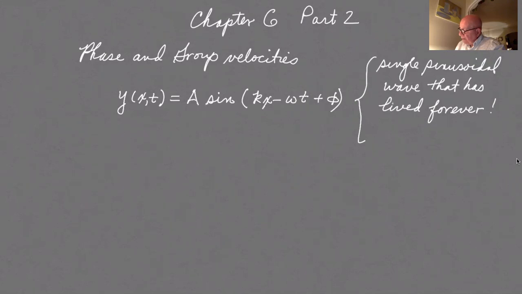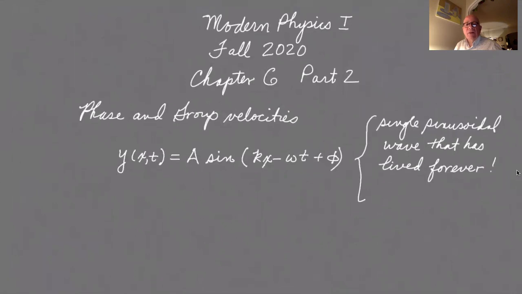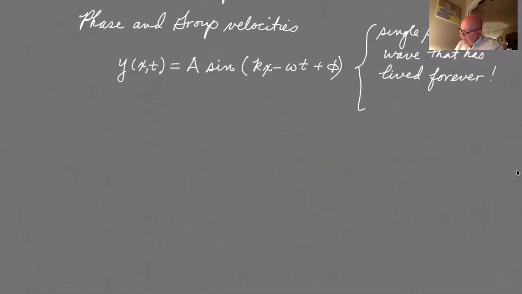If this wave had not lived forever, then I couldn't write it as a single sine or cosine function. It would be some superposition of sinusoidal waves. But in order to be a single pure frequency, pure wavelength sinusoidal wave, it must have lived forever or is living forever. So just some language here as this unfolds.